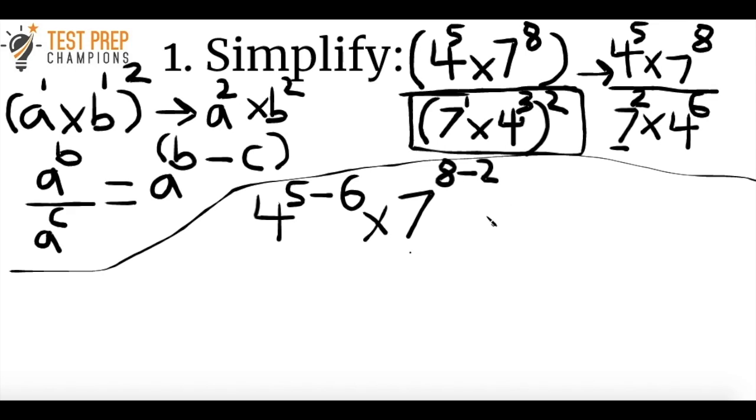And so now we can simplify this. I'm going to draw this arrow here showing that I'm going to rewrite this. So we have 4 raised to the 5 minus 6. What is 5 minus 6? Well, that's negative 1. So we've got 4 raised to the negative 1 times 7 raised to the 6th. That's how we got that 6, because we did 8 minus 2. So consider the problem that we had at the beginning, and now we're down to this 4 to the negative 1 times 7 to the 6th. This is a lot simpler. It's a lot clearer. There's one more exponent rule that we can apply here.